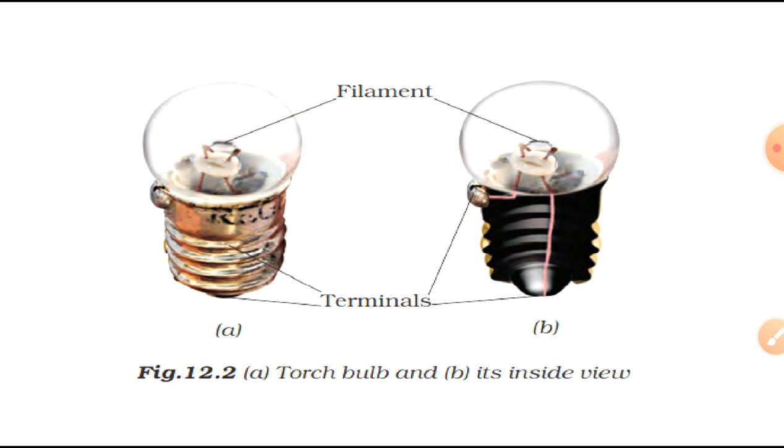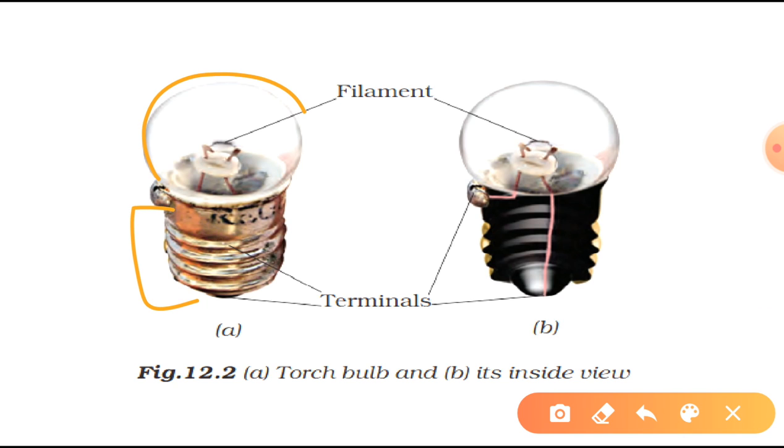Now, we will talk about a torch bulb. Here you can see a torch bulb. Look at it carefully. A torch bulb has an outer case of glass that is fixed on a metallic base. This is the metallic base and this is the glass case. And here is the inside view. Students, have a look. You can see the two terminals of the bulb. One is at the side and one is at the bottom.